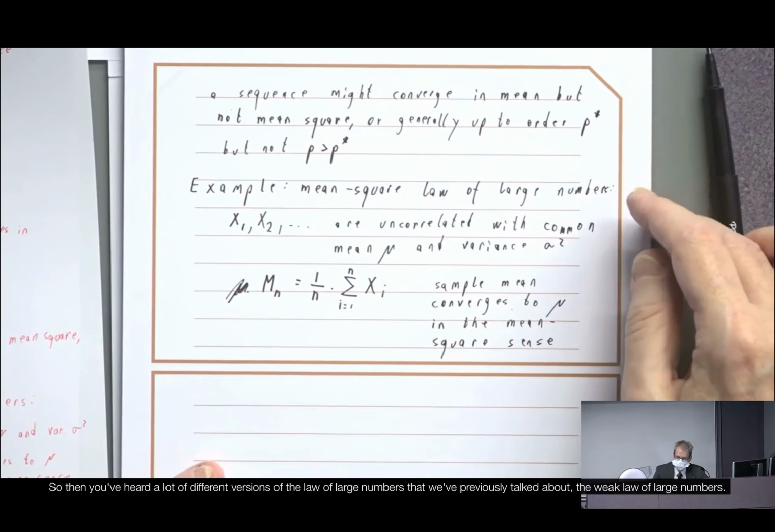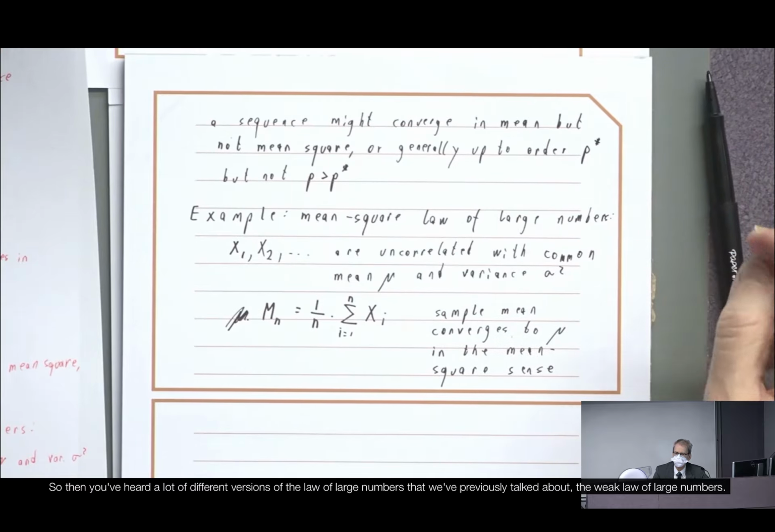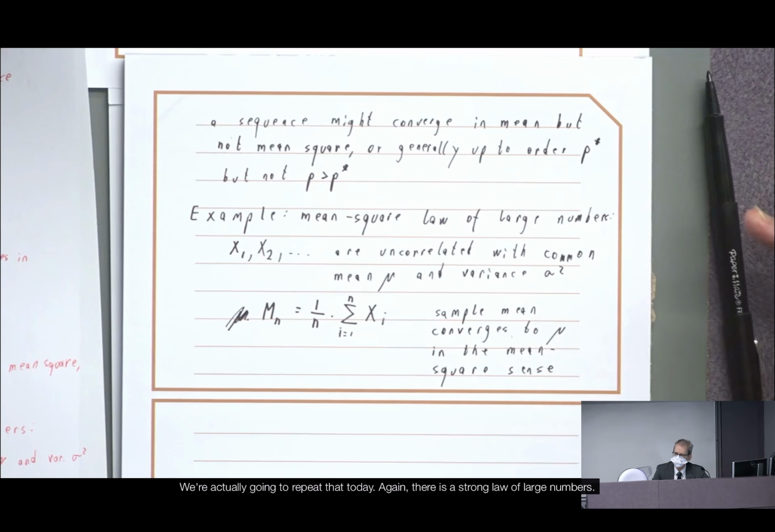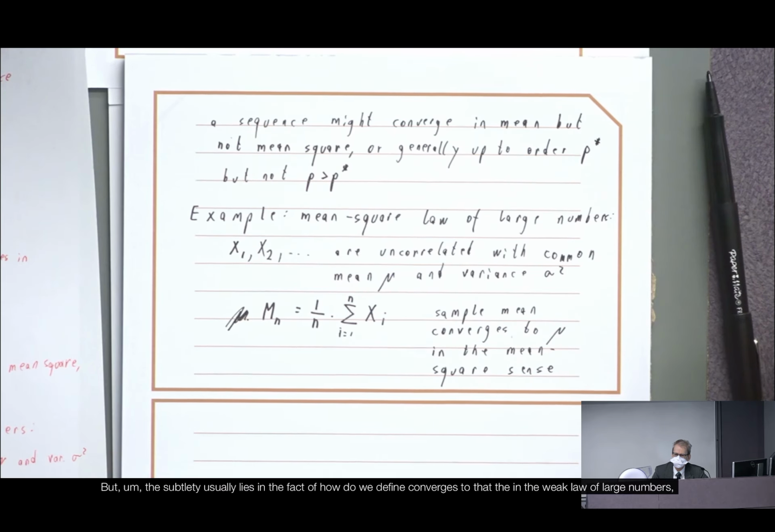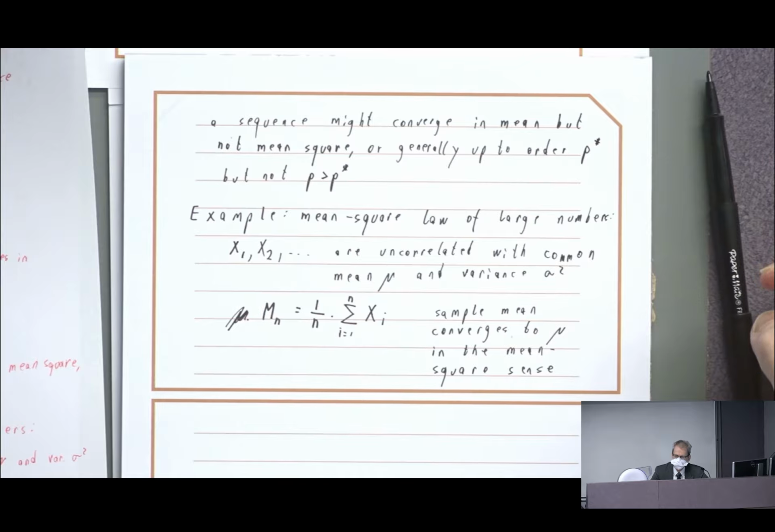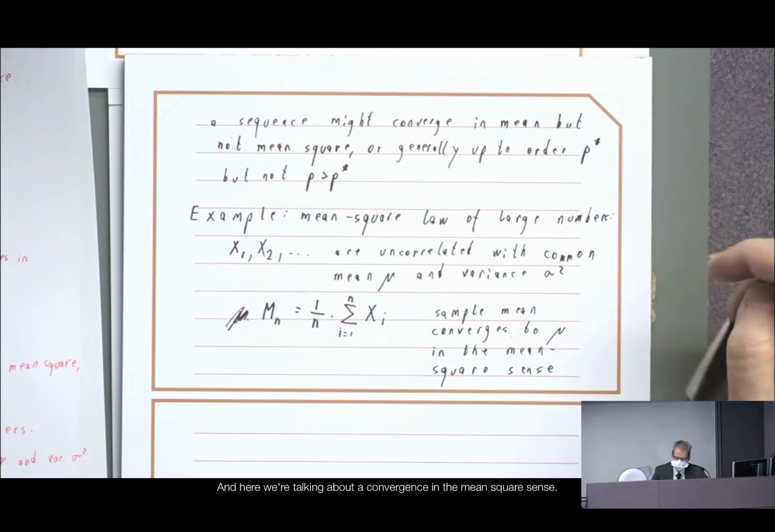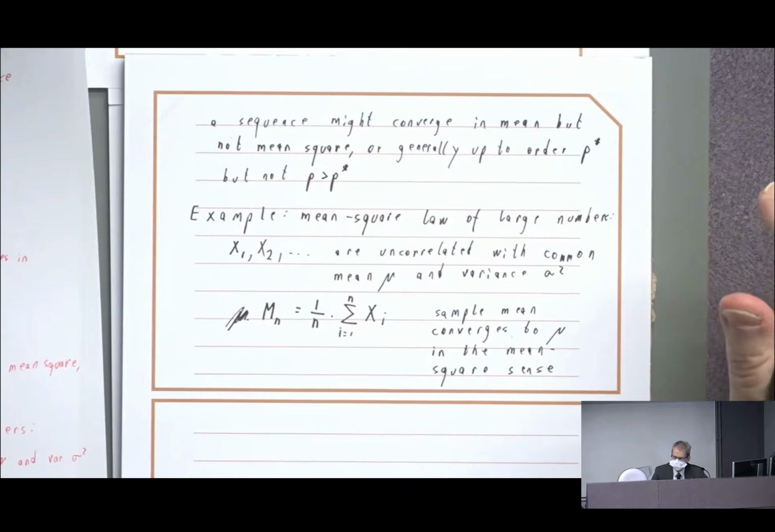So you've heard a lot of different versions of the law of large numbers. And we've previously talked about the weak law of large numbers. We're actually going to repeat that today again. There is the strong law of large numbers. Now we're talking here about the mean square law of large numbers. Basically, all of them are just saying that if you take an infinite number of samples, then the sample mean converges to the actual expectation value. But the subtlety usually lies in how we define converges to. In the weak law of large numbers, it's a convergence in probability. In the strong law of large numbers, it's an almost sure convergence. And here we're talking about a convergence in the mean square sense.